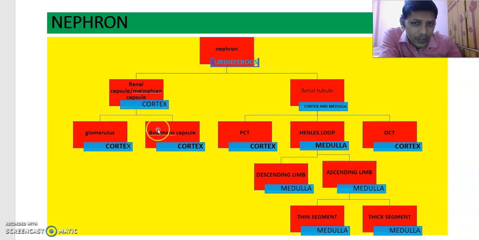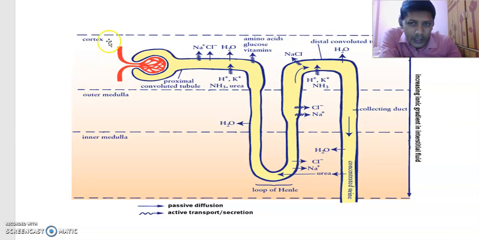Where are these parts located? Observe this diagram. This is the cortex of the kidney. This is the medulla of the kidney. This is the inner medulla and this is the outer medulla. If you observe these parts, they are located in different places. All parts are not present in the same location.